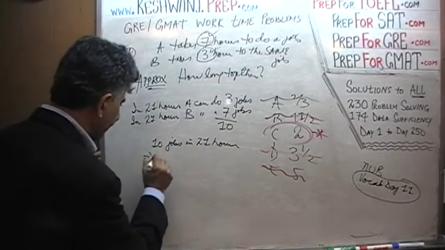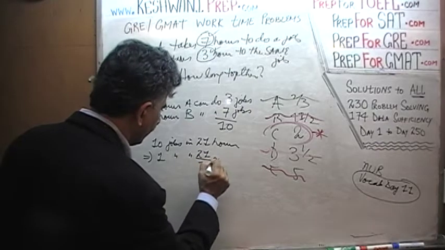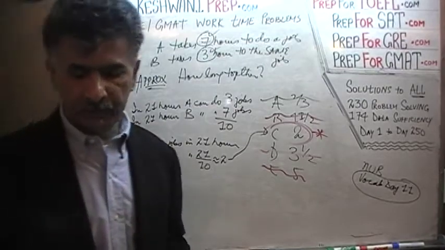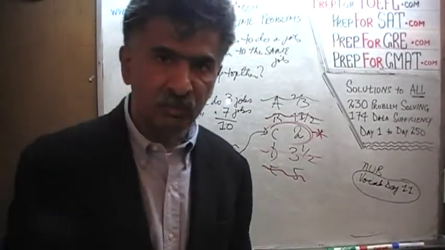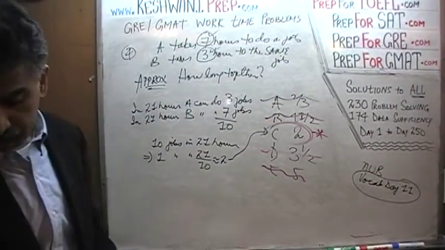That implies that they should be able to do one job in 21 divided by 10. 21 divided by 10 is approximately 2. Of course, the exact precise answer is 2.1. But the way the answer choices are laid out, hence the use of the word approximate.